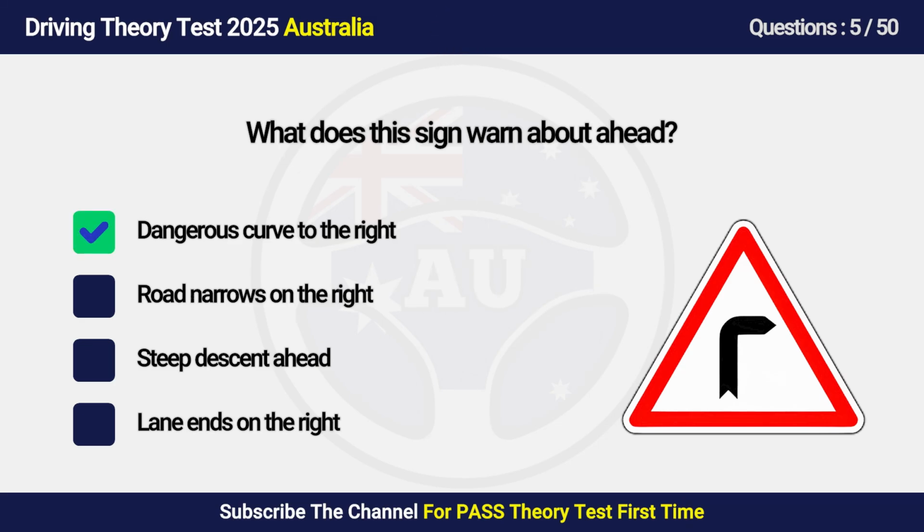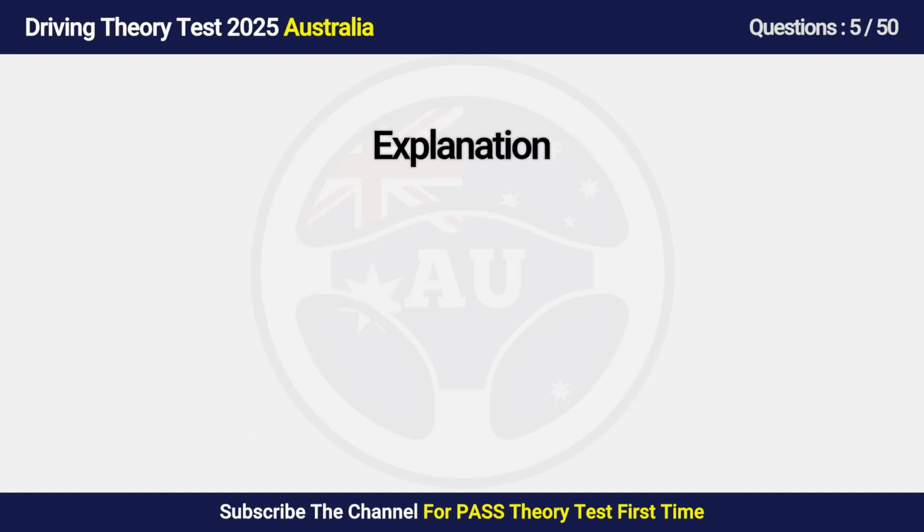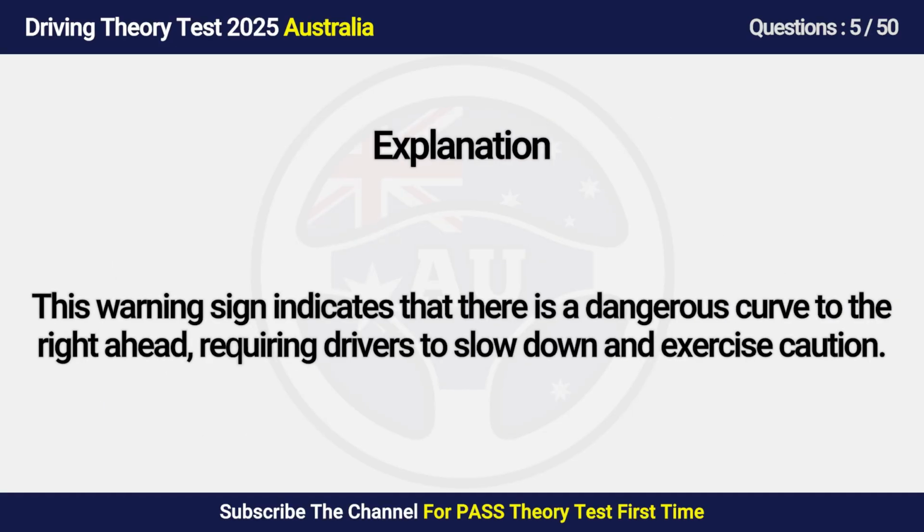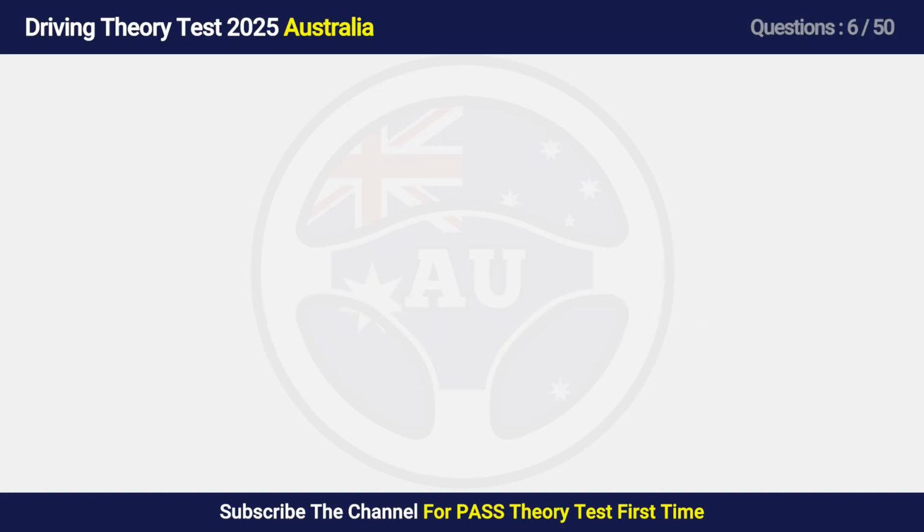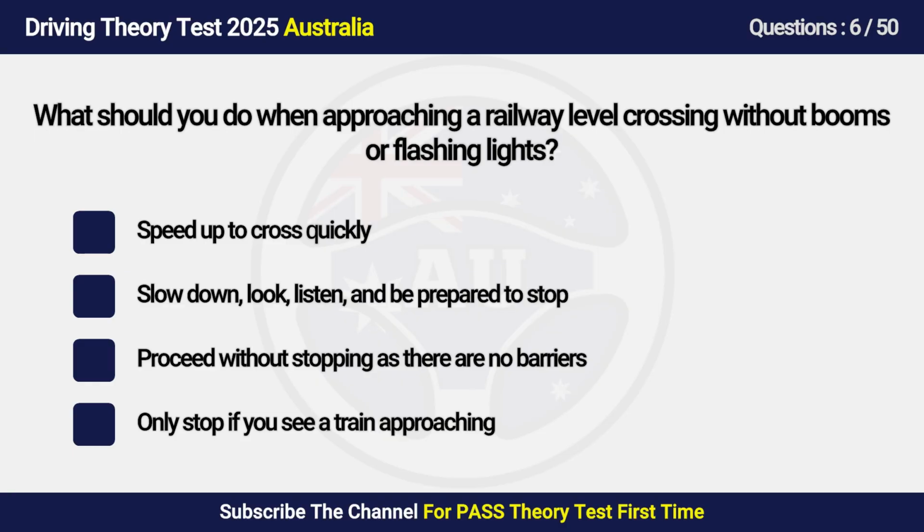Answer is A. Dangerous curve to the right. This warning sign indicates that there is a dangerous curve to the right ahead, requiring drivers to slow down and exercise caution.